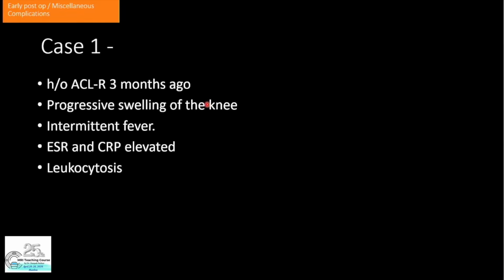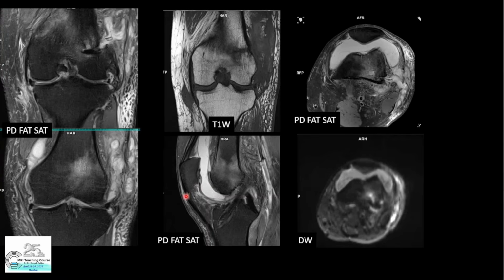So this fellow was operated 3 months ago. He presented with progressive swelling of the knee. He had fever, ESR elevated, CRP elevated, WBC count elevated. The surgeon was obviously suspecting infection, and basically he asked for an MR in order to confirm the presence of infection as well as to assess the extent of infection. So what do we see over here?